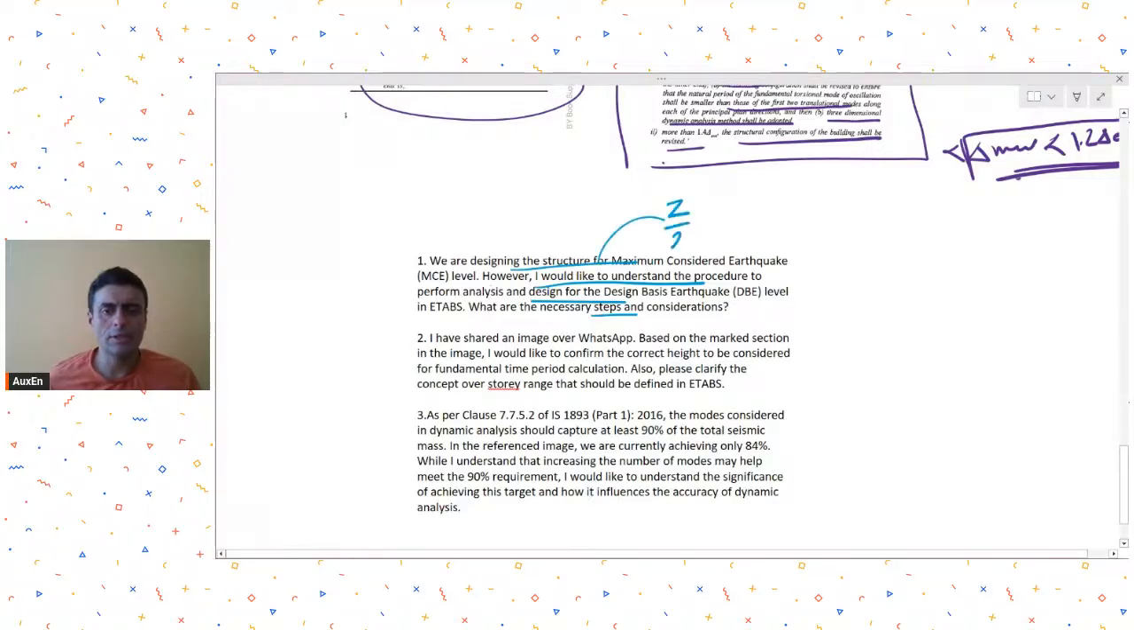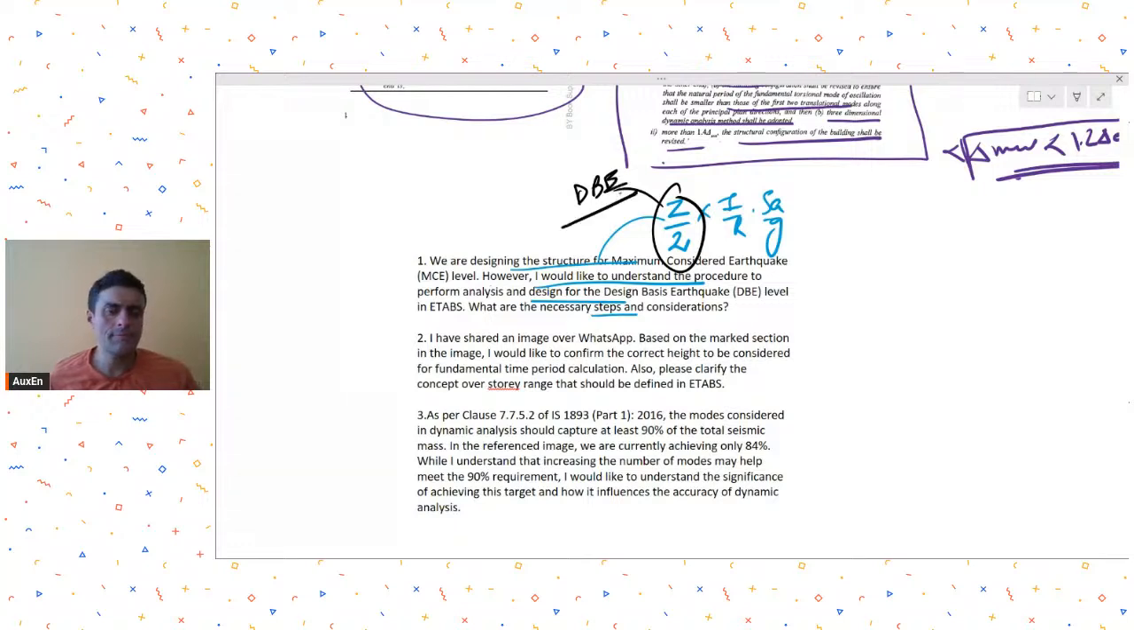When we do this Z upon 2 into I upon R into Sa by g, this Z by 2 is the DB level earthquake. So you need not understand any procedure different from what is already given in the code, because as of now in the code we are designing for the design basis earthquake.